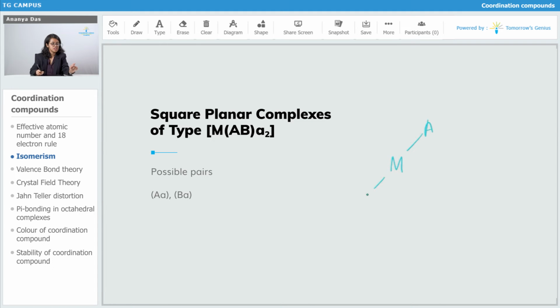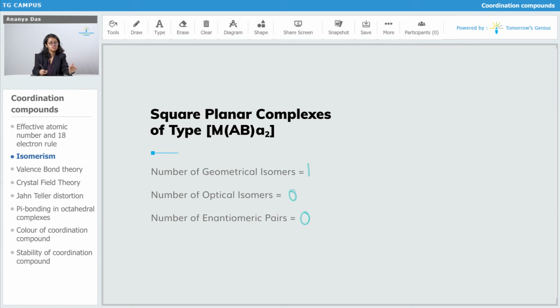In this A is trans to A and B is trans to A. So the number of geometrical isomers will be 1. The number of optical isomers is going to be 0. The number of enantiomeric pairs is again going to be 0, and the number of stereoisomers is going to be 0 plus 1, which is equal to 1. So these were all the isomerisms exhibited by the complex of the type MABA2.